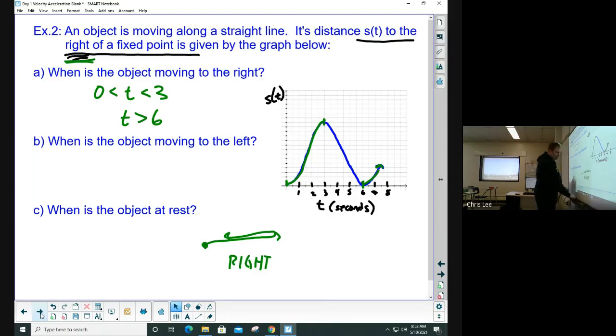And so when is it moving left? Well, this part here is when it's moving left because the distance to the right is decreasing. And that would be between 3 and 6 seconds.